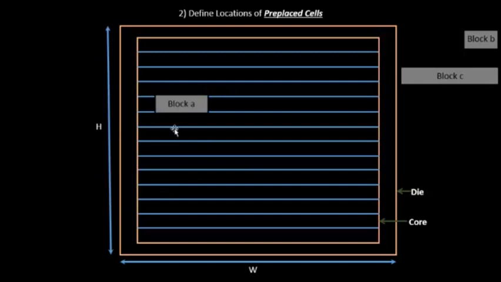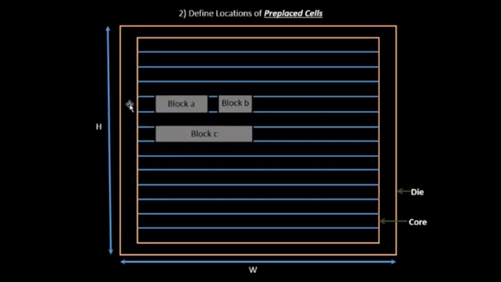You take block A and place it close to the input side, you take block B and place it close to the input side, and you take block C and it is also placed close to the input side. So these pre-placed cells have been placed in this area depending on the design scenario or design background. The locations of these pre-placed cells are never touched as we go through the design cycle.